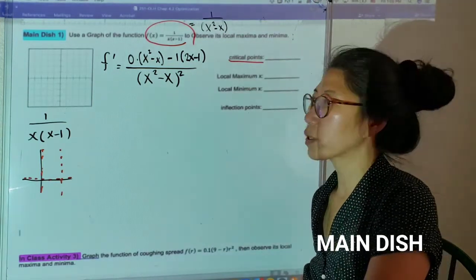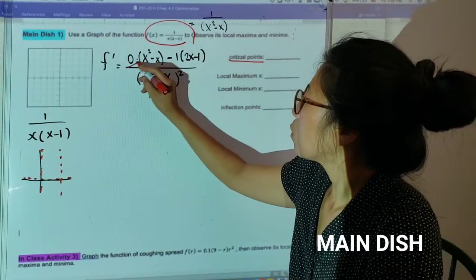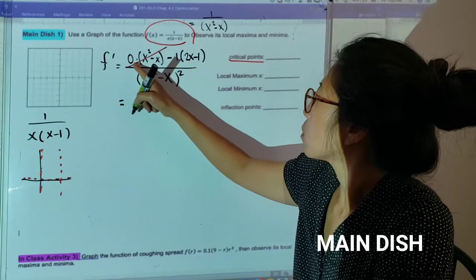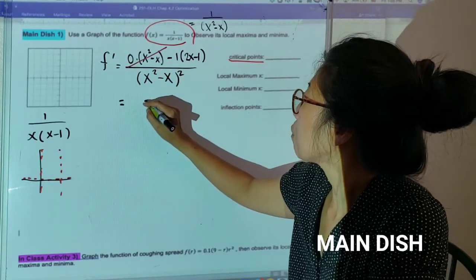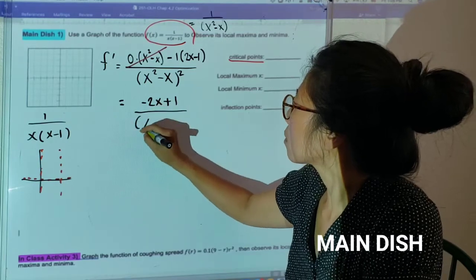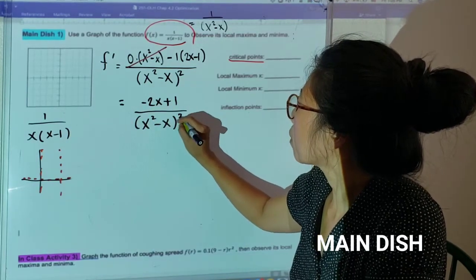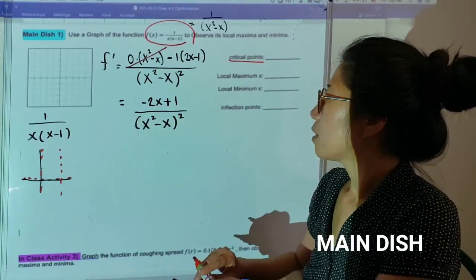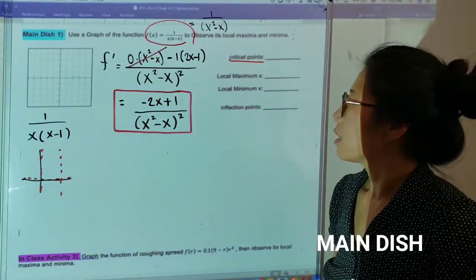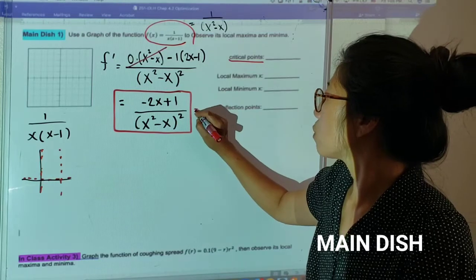Okay, everybody following okay? So when you simplify, the first part cancels out as 0, and then I will have negative 2x plus 1 over (x squared minus x) squared. I want to keep it this way. Okay, that's my first derivative. Then let's set this one equal to 0.